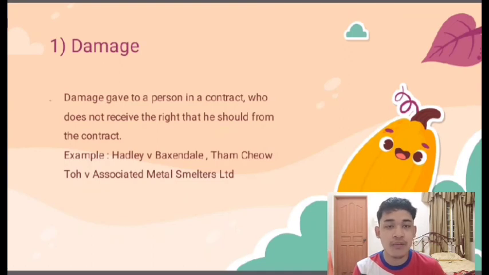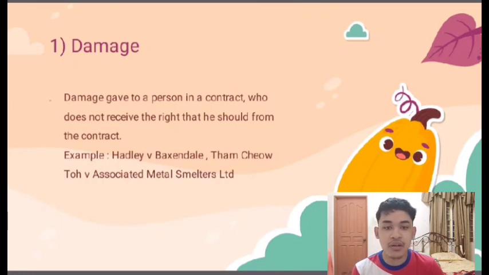First of all, we have damages. Damages are given to a person in a contract who does not receive the right that he should from the contract. A person that claims damages must prove that the loss incurred was because of the breach, that the loss is commonly incurred, and that both parties expected the loss to be incurred if the contract is breached.